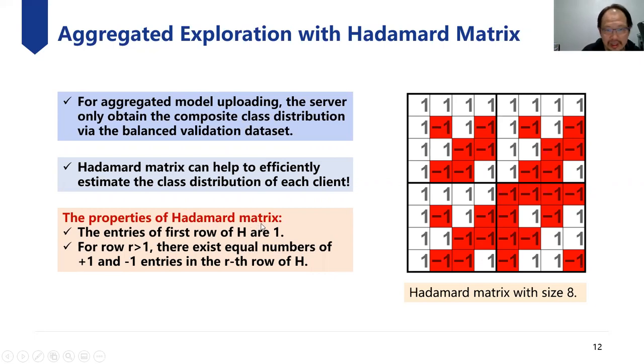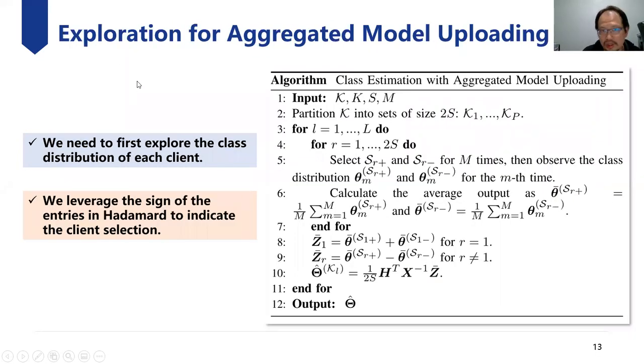And the property of this matrix is the entry of the first row, H1. So at the beginning, yes, the first one will go. Then when the queue or the request is in demand, you will check if it exists with equal numbers of +1 and -1 entries, then it will go next. If the numbers are equal, it will go next. Then exploration of the aggregator model uploading. In this case, we can check this algorithm.